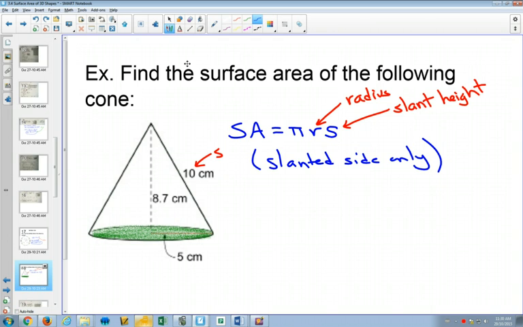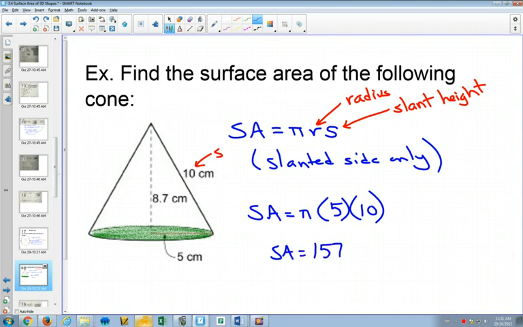And our radius is 5. So now that we know what each of the things are, we can put in 5 for our radius, 10 for our slant height, go to our calculator, and do pi times 5 times 10. Is that 5 really the radius, or is it the diameter? Just because it was 5 on my diagram. No, 5 is this, according to the picture, there's a red line right here. Okay. So 5 would be the radius.